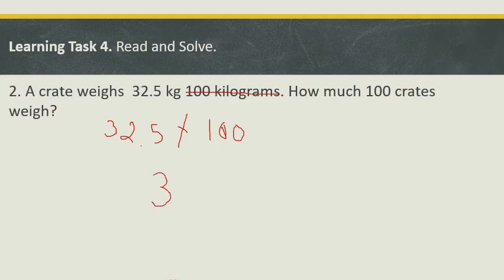Okay, so sulat natin yung 32.5. So, ilan pong 0 meron ang 100? So, we have 2. So, 2 places tayo mag-move papuntang kanan. So, move natin siya papuntang kanan. So, 1, 2. So, ibig sabihin, dito na decimal point. So, lagay tayo ng 0. So, kaya ang answer natin is 32,250 kilograms.